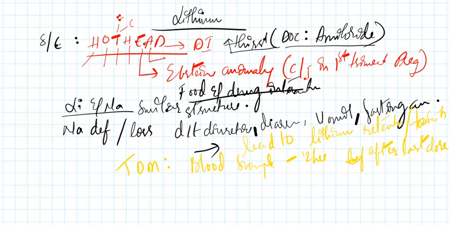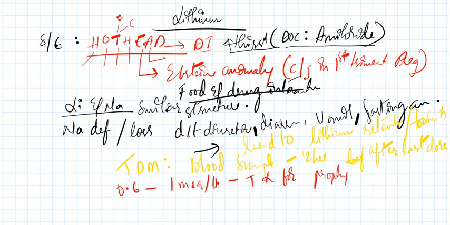Now, if the report came, see this, very important. If the value is from 0.6 to 1 milliequivalents per liter, it is denoted as the therapeutic range for prophylaxis of mania. So 0.6 to 1 milliequivalents per liter concentration of lithium is the therapeutic range for prophylaxis of mania.